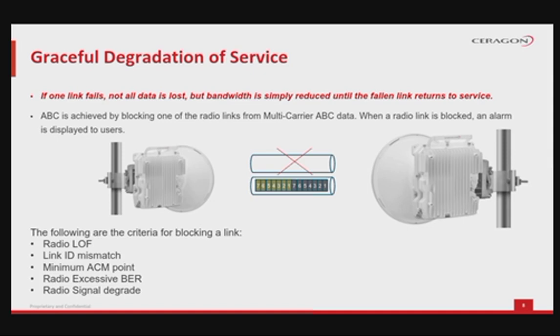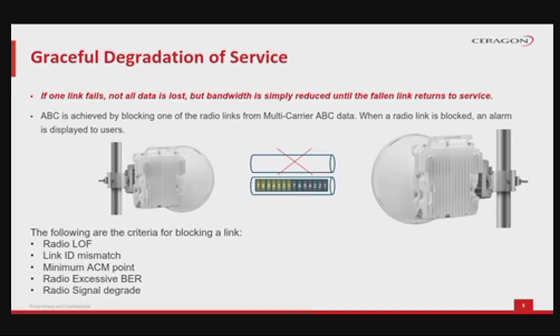The following are the criteria for blocking a link inside an MCABC group. Radio loss of frame. Link ID mismatch. Minimum ACM point. Radio excessive bit error rate, and radio signal degrade.